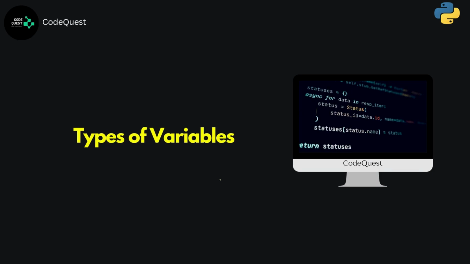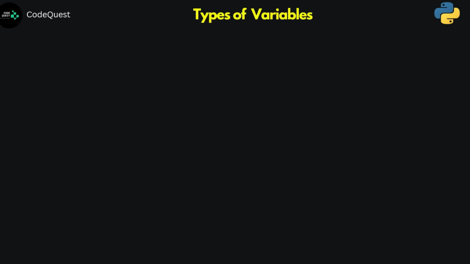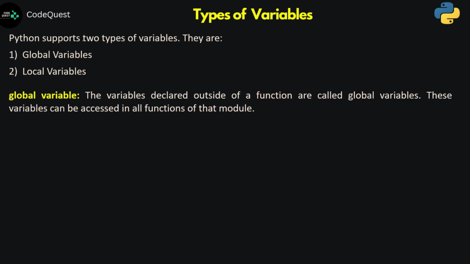So let's see what types of variables are used in case of a function. Now there are two types of variables supported by Python. One is your global variable, the other one is your local variable. Now what is a global variable? The variables which are declared outside of a function are called global variables. Because they are available outside of any function, they are accessible in all functions that are present inside a module or a program.